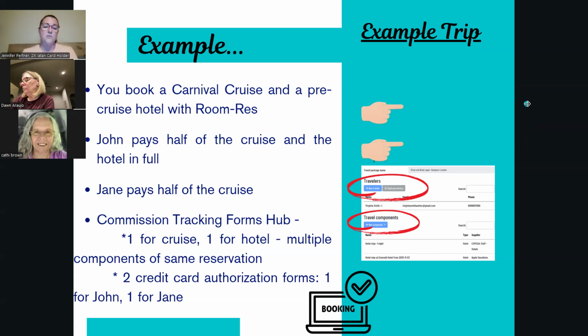The commission tracking form, you're going to have one commission tracking form. You can put multiple travelers and then you can put multiple travel components, right? So you can put one travel component as the cruise, another travel component as the hotel, but that all is together in one commission tracking form. And then you submit it.